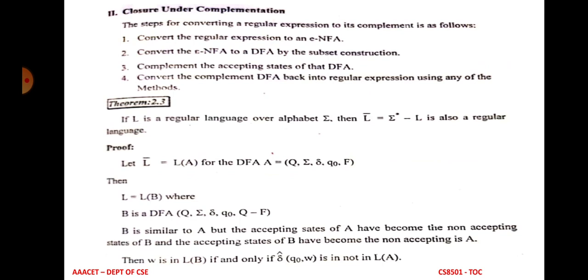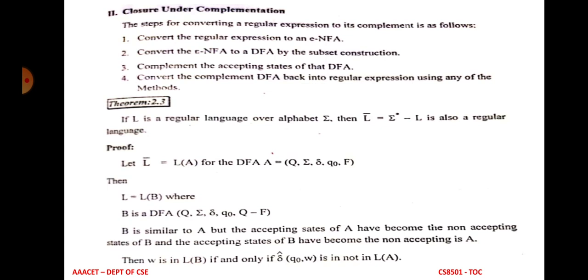So what is the definition, or what is the theorem? If L is a regular language over the alphabet sigma, the same terms used in all properties, then L dash is equal to sigma closure minus L. Here L is a regular language, L dash is the complement of L, and sigma is an alphabet, so it is also a regular language. If L is a regular language, then L dash is also a regular language. L dash is equal to sigma star minus L. Minus means difference or complementation.